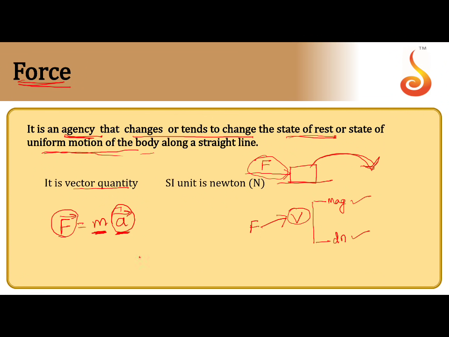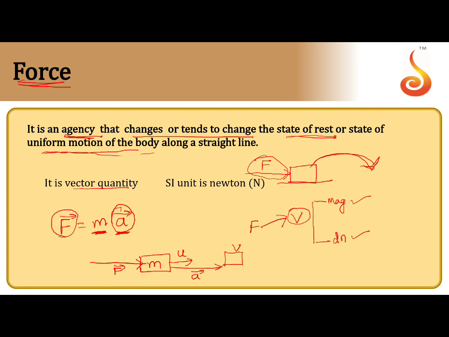Suppose there is a vehicle moving in this direction with a velocity equal to u. If the acceleration happens in this direction and the velocity increases to v and the mass of the body is equal to m. So you observe the velocity is increasing, that means the acceleration is in this direction. For this to happen, the force should act in this particular direction.